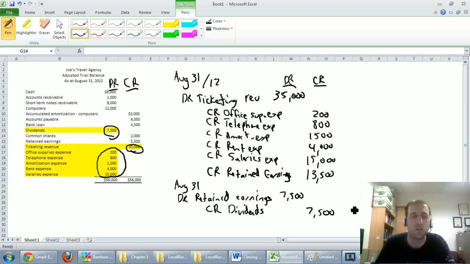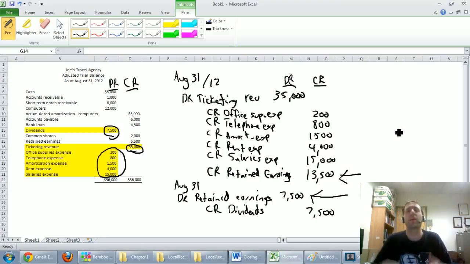Okay, so let me zoom out a little bit. I know it's a little bit small on the left, but I think we can read the entry. You can see I've cleared my revenues and expenses to retained earnings, and I've also cleared my dividends to retained earnings. You could do this all in one step if you'd like. That would be fine. I want you to notice the amount that I cleared to retained earnings. When I did my revenues and expenses, I cleared $13,500 credit to retained earnings.